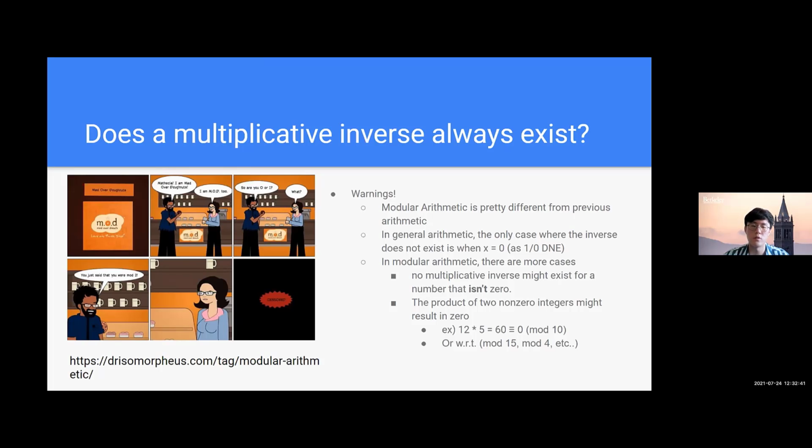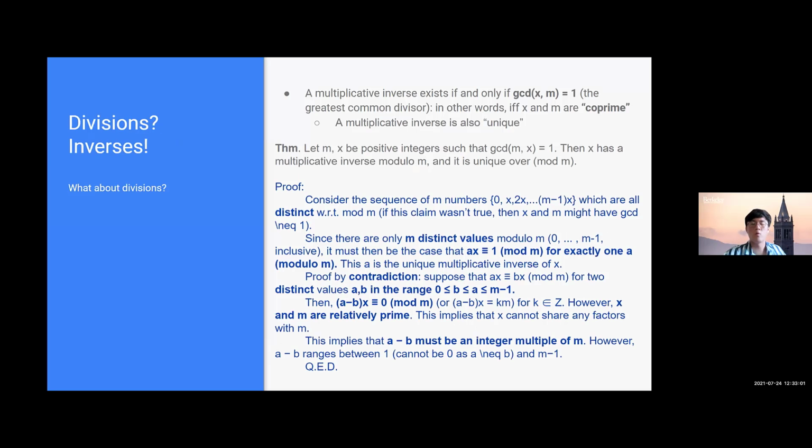So if you consider 12 and 5, 12 is basically congruent to 2 mod 10 and 5 is just 5. So you already know that these two numbers, integers, are non-zero. But if you multiply them, they become 60, which is a multiple of 10 and makes the whole modular equation congruent to 0. So how can you avoid this problem?